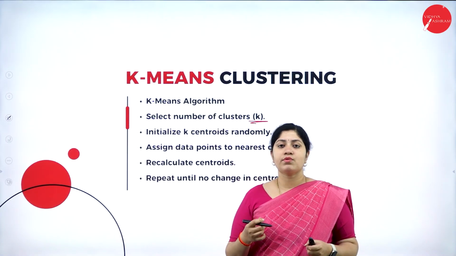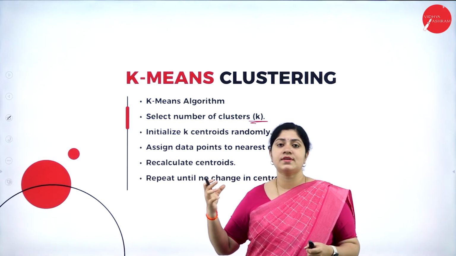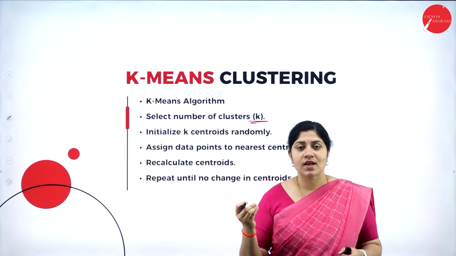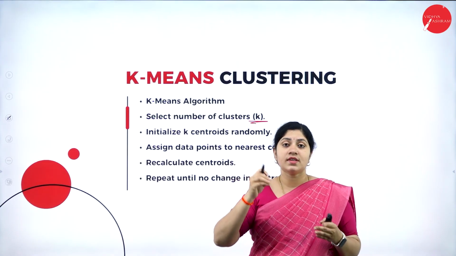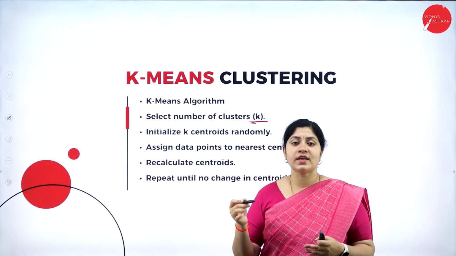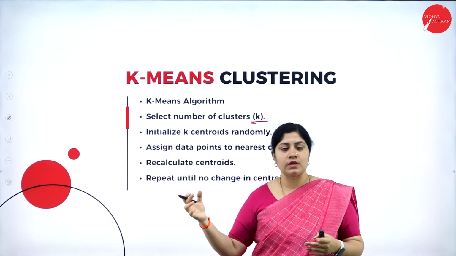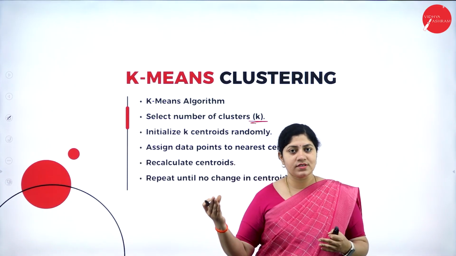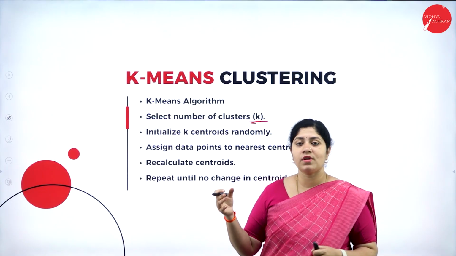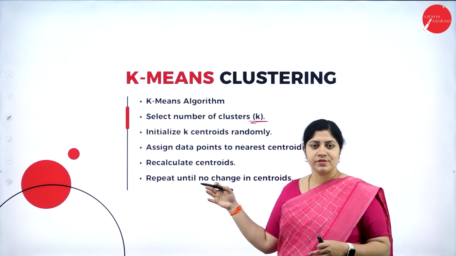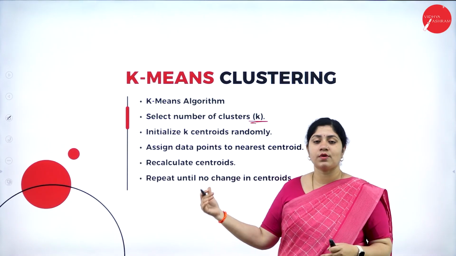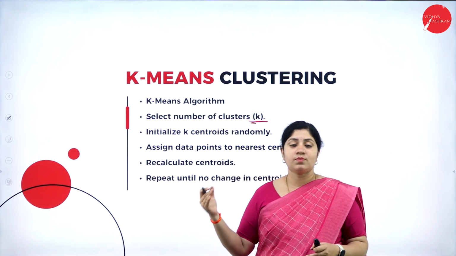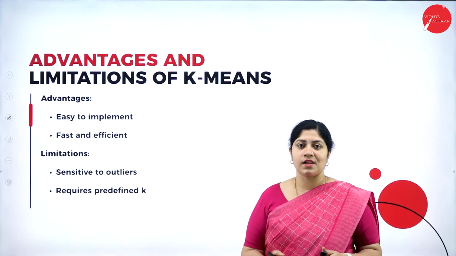Next, we have to initialize the centroids randomly. Further, we will be assigning the data points to the nearest centroid. Up next, we will recalculate the centroid values and verify our mean value with respect to the cluster. And finally, we will be repeating all the steps until no change in the centroid is found. So these are the steps that have to be followed with respect to the k-means algorithm.